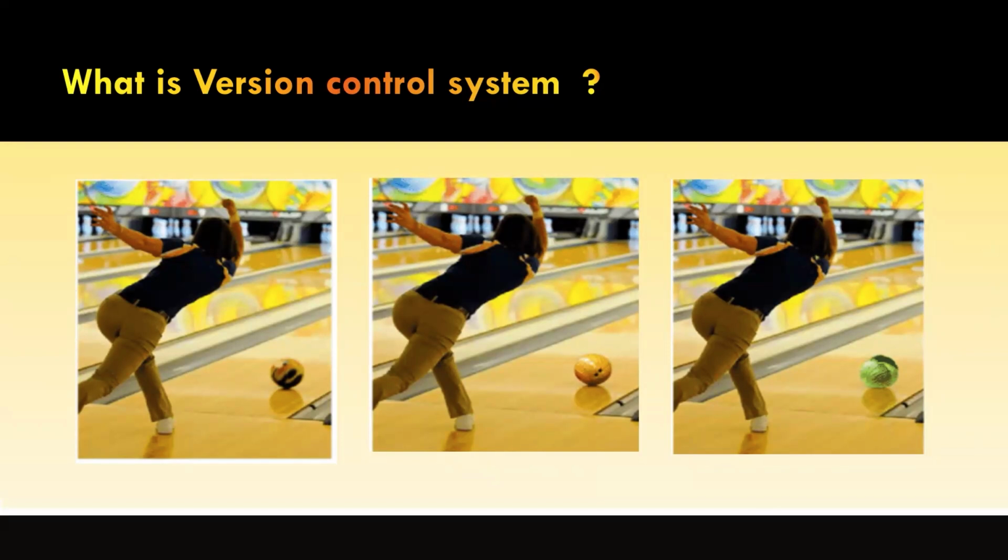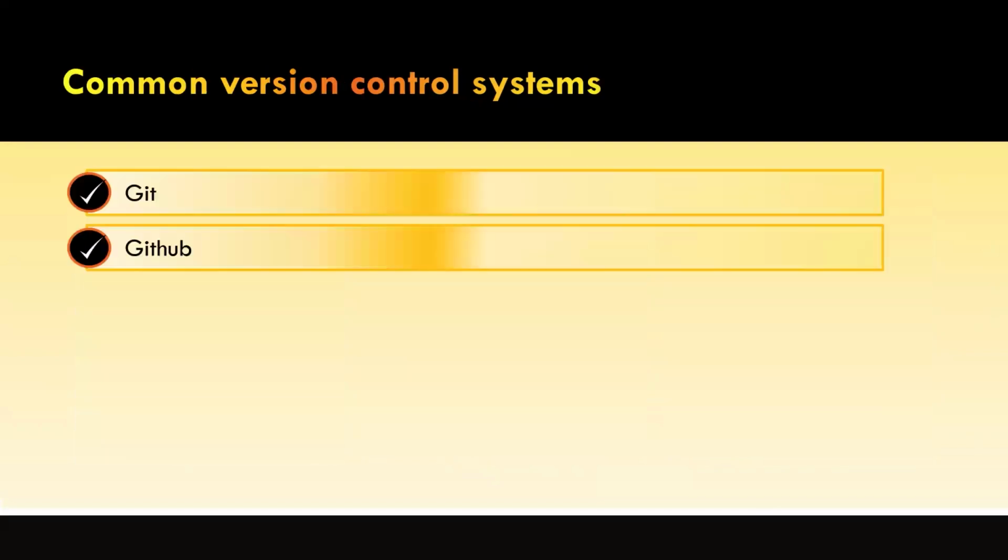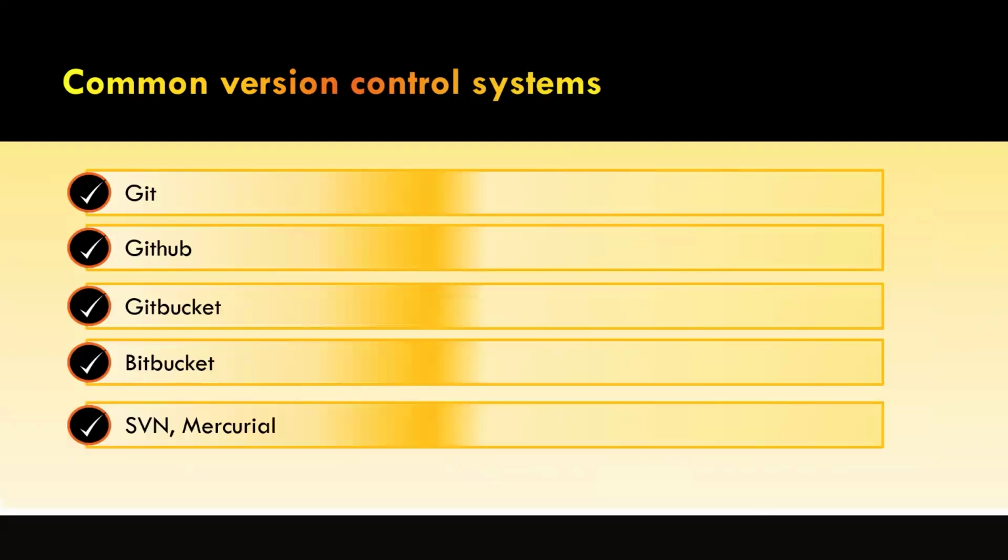Git and GitHub are popular ones. Apart from this, you have Gitbucket, Bitbucket, SVN, and Mercurial. So these are the different types of Git software available. Now let us explore what exactly Git is. We will focus on Git now and then GitHub also. The rest of them, when time permits, we'll see to that.